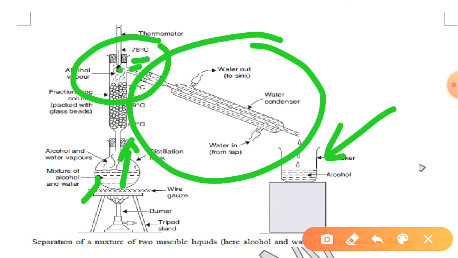The more volatile liquid, it means the liquid which easily gets evaporated, which evaporates earlier, will be separated earlier, and the other one which is less volatile, which is having more boiling point, will be separated later. So this was the principle of this method.